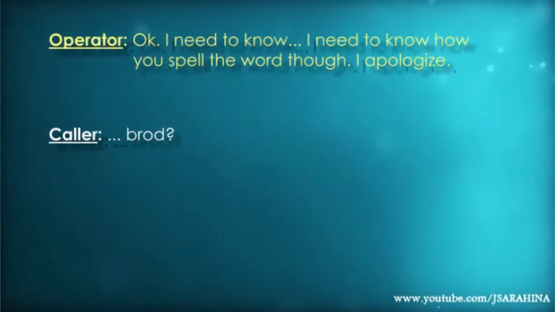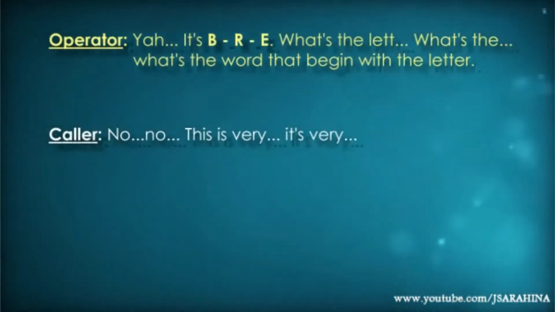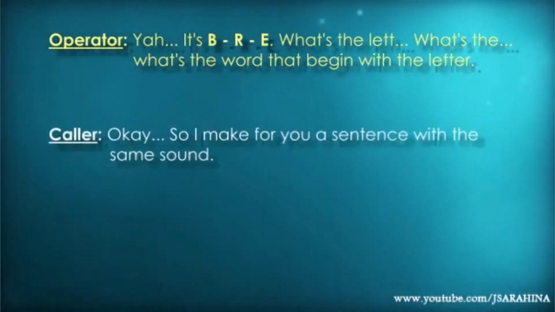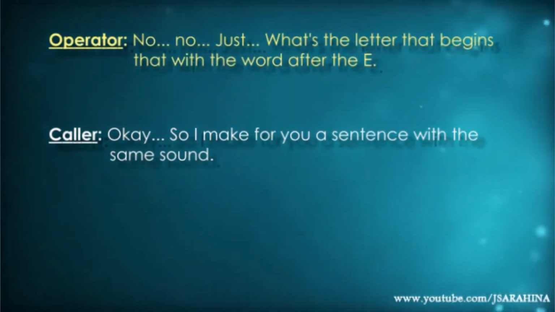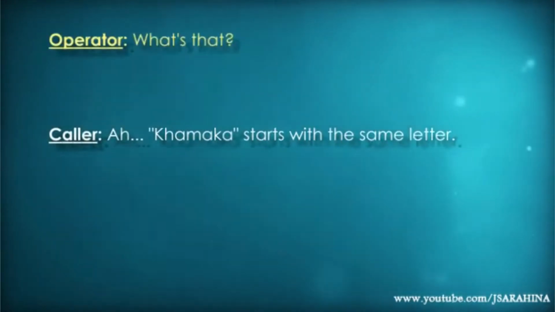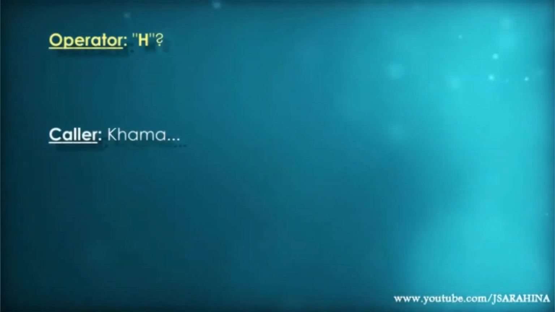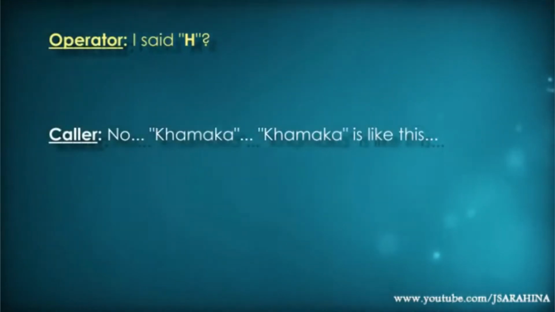Okay, so I need to know how you're spelling the word, though. I apologize. It's B-R-E. What's the word that begins with the letter? Okay, so I make for you a sentence with the same sound. Just what's a letter that begins with the word after the E? Chamotre starts with the same letter. Chamotre and Brecher also the same letter. H? Are you saying H? No, Chamotre is like this.